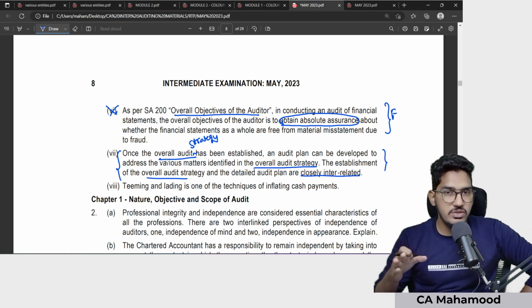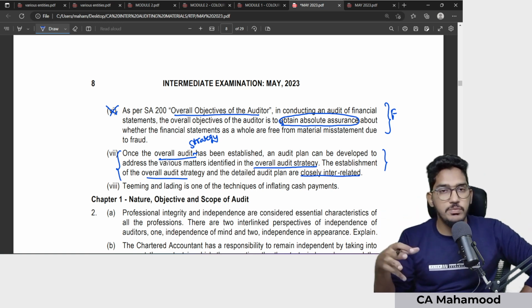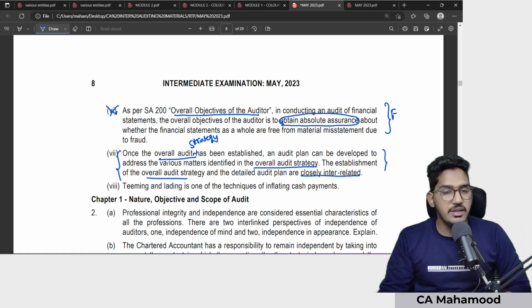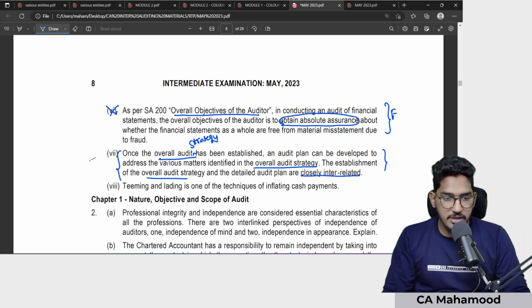These are not discrete phases of audit. It is rather a continual and iterative process, and both are closely interrelated with each other. So this statement is true.